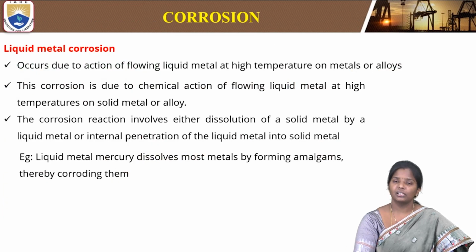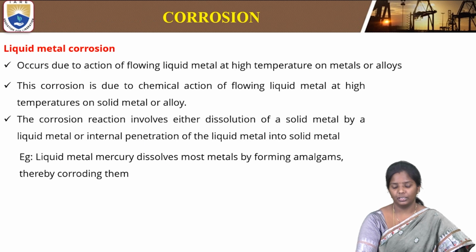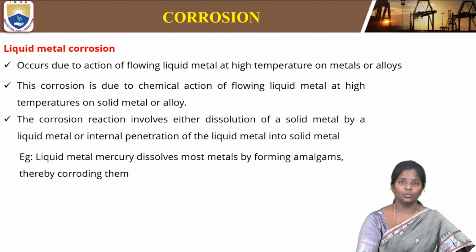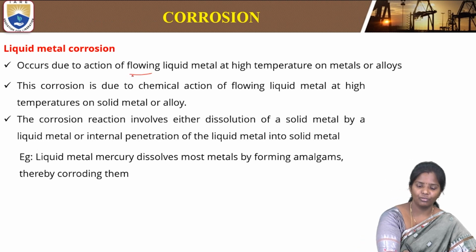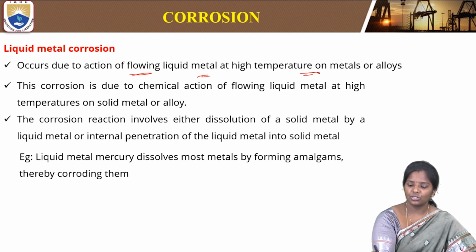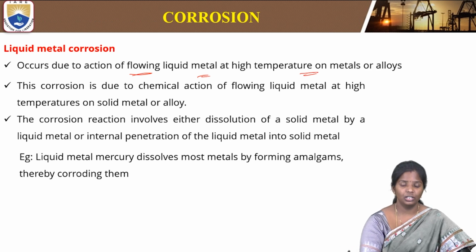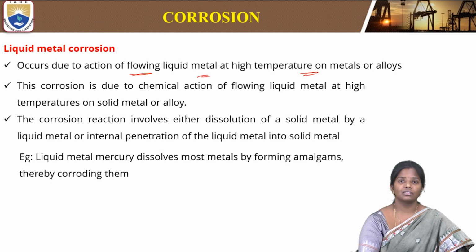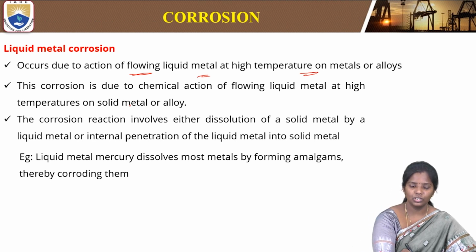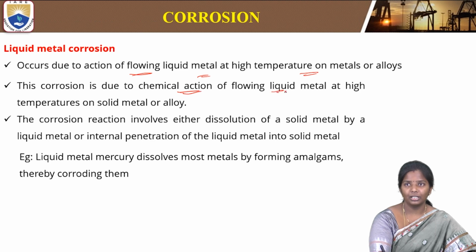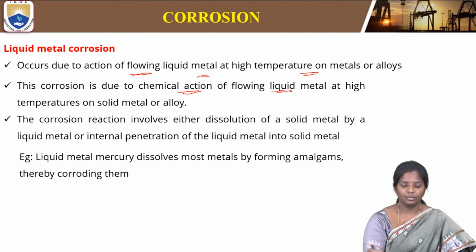Then the liquid metal corrosion. There are some metals which are liquid in state at room temperature, like gallium or mercury. For example, mercury forms amalgams with any metals. So this occurs due to the action of flowing liquid metal at high temperatures on the metals or alloys. This takes place at high temperature, because the rate of reaction will increase at high temperatures. So this corrosion is due to the chemical action of flowing liquid metal on solid metal or alloy.